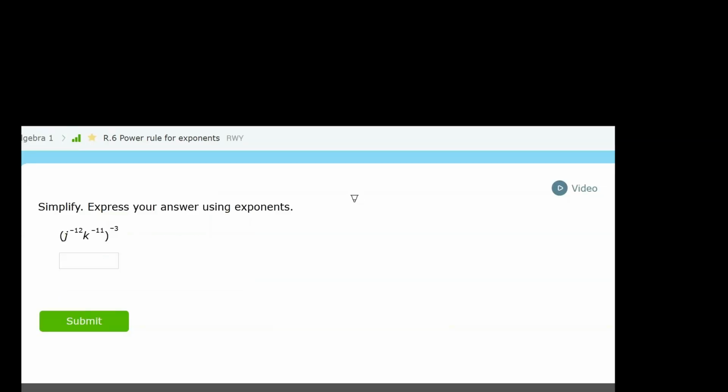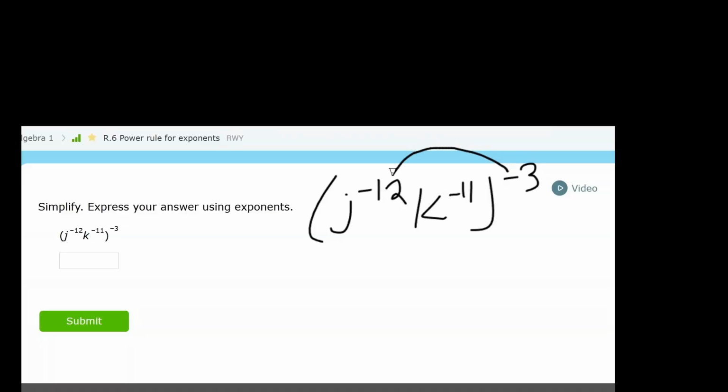Let's do one more problem. Here we have j to the negative 12th, k to the negative 11th, everything raised to the negative 3rd power. Again, we're going to be thinking about distributing our powers here. So we're going to distribute the negative 3 to the j's exponent and the negative 3 to the k's exponent. So here we have j to the negative 12 times negative 3. And then we have k to the negative 11th times negative 3.